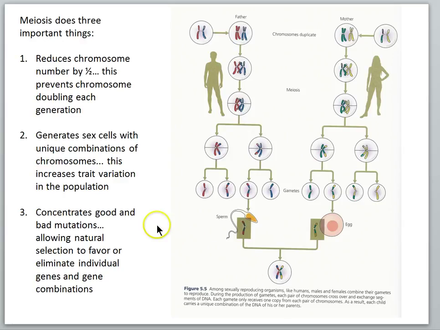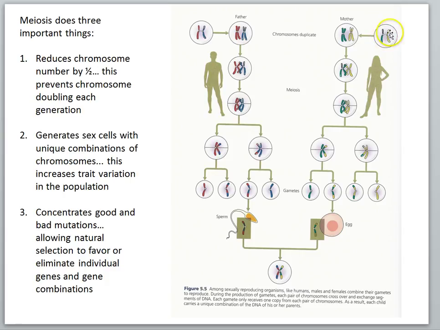In the previous lessons on meiosis, we learned that meiosis does three important things. It reduces chromosome number by 1/2, it generates sex cells with unique combinations of chromosomes, and it concentrates good and bad mutations along chromosomes. Here we see a picture of sexual reproduction in humans. Humans are animals, multi-celled animals, and let's pretend they have 2 chromosomes in their body cells.